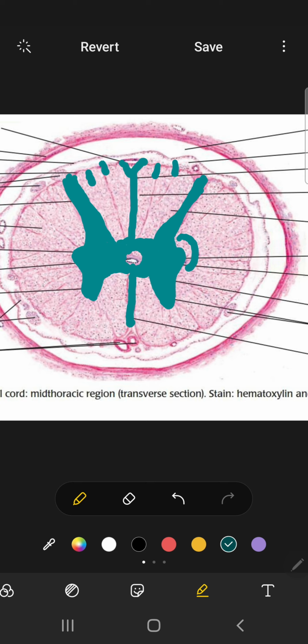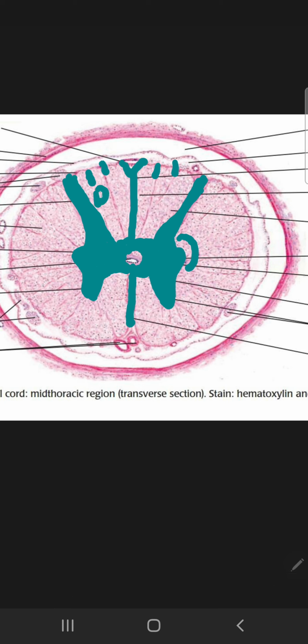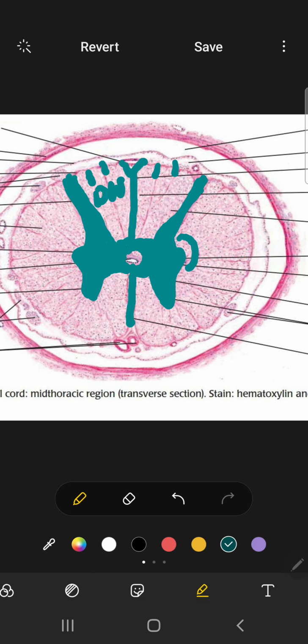Now let's talk about the white matter of the spinal cord, which lies outer to the gray matter, and on each side it can be divided into two major parts. There is a dorsal white column, this one, which is also known as the dorsal funiculus, which lies between the dorsal median septum and the posterior gray horn. And this is the ventrolateral white column, which lies between the posterior horn and the ventral median fissure.